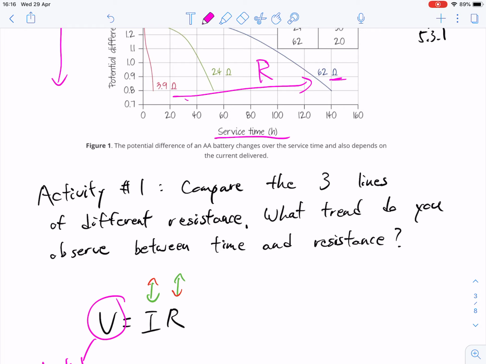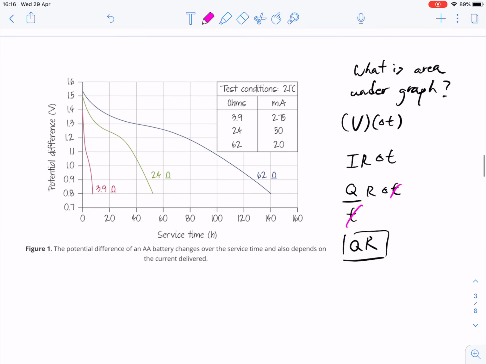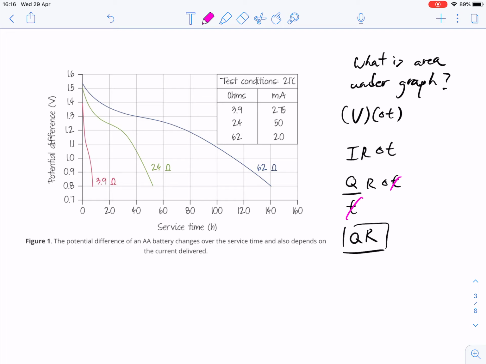So when the resistance goes up, the current has to come down. Because the current goes down, it doesn't draw as much current anymore, and so the voltage goes down at a slower rate. Our next thing to think about is the area underneath the graph. There are two different quantities that we can identify: voltage multiplied by time, or charge multiplied by resistance.